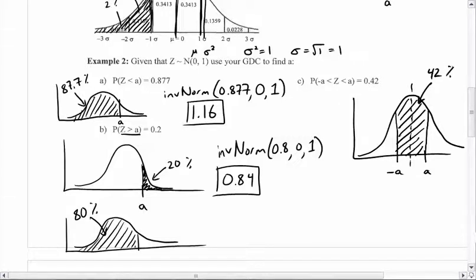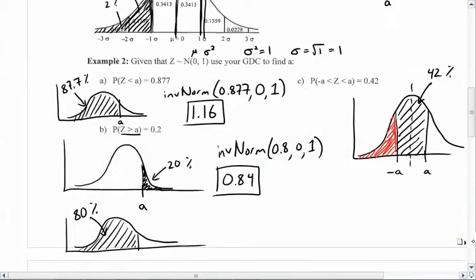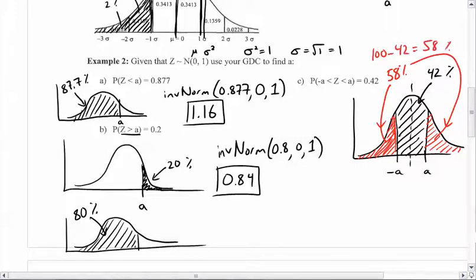Well, again, this doesn't work very well with the inverse normal, because the inverse normal only goes from some negative value up to a. It doesn't help me with finding values that are between 2 points. But luckily I can use some common sense here. If I've got 42% in the middle, that means that what's left over here and here would be the opposite. 100 minus 42 is 58%.